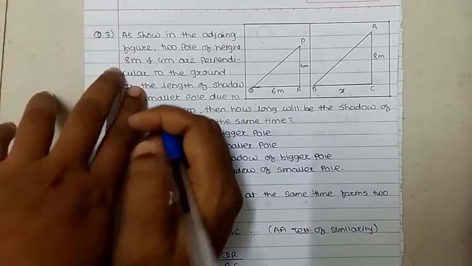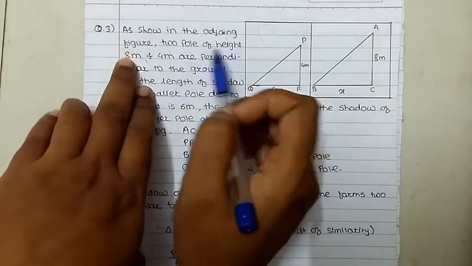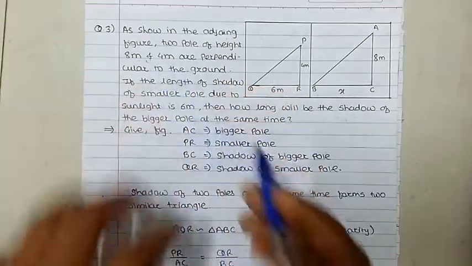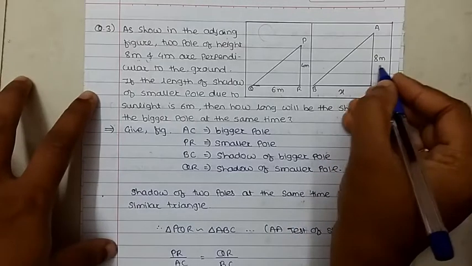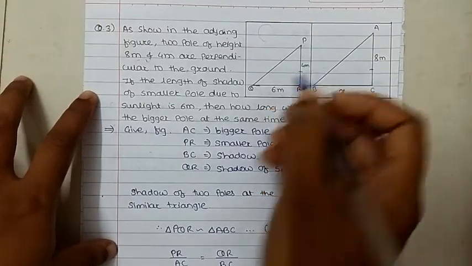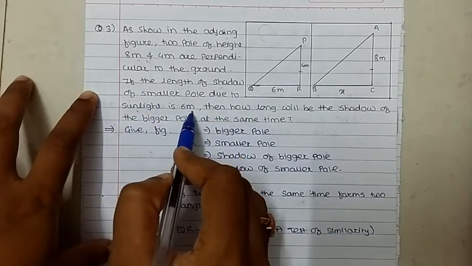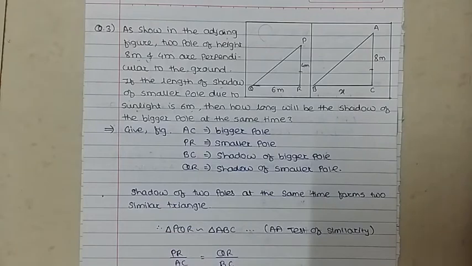Now next question, question number 3. As shown in the adjoining figure, two poles of height 8 meters and 4 meters are perpendicular to the ground. This is 8 and this is 4. If the length of the shadow of the smaller pole due to the sunlight is 6 meters, then how long will be the shadow of the bigger pole at the same time?